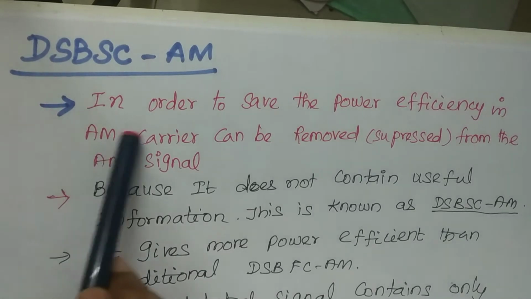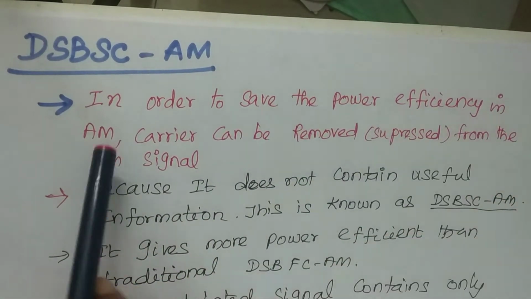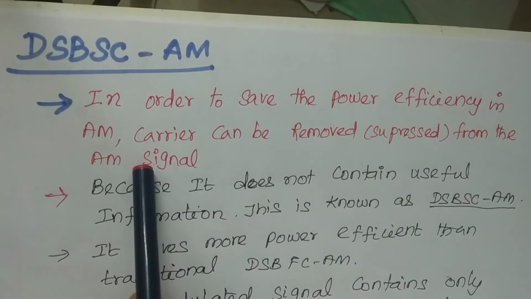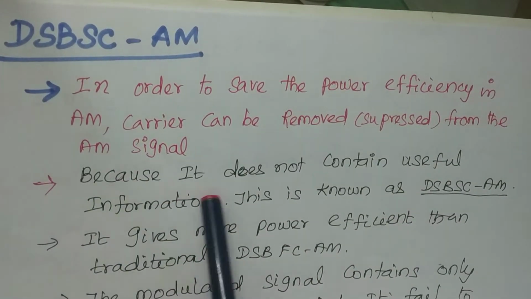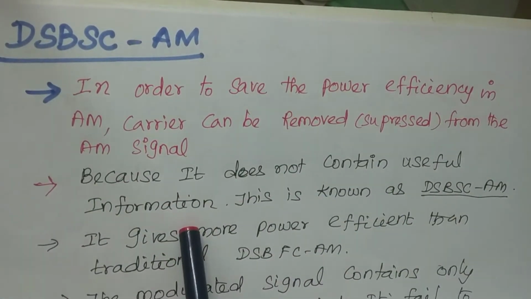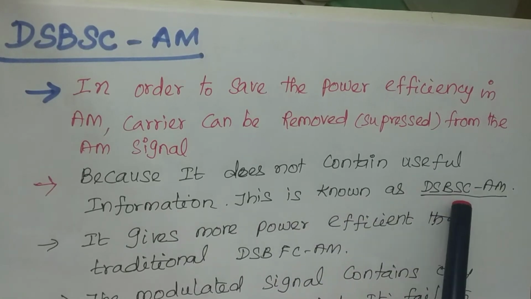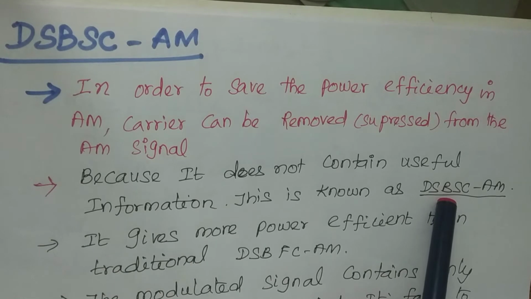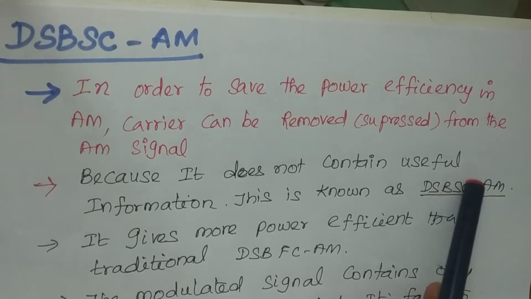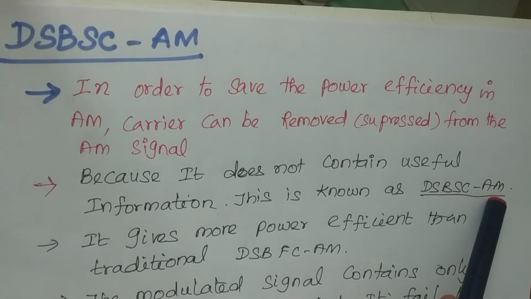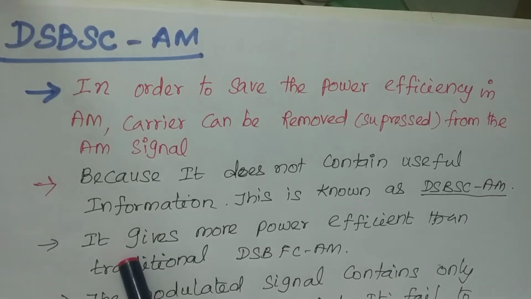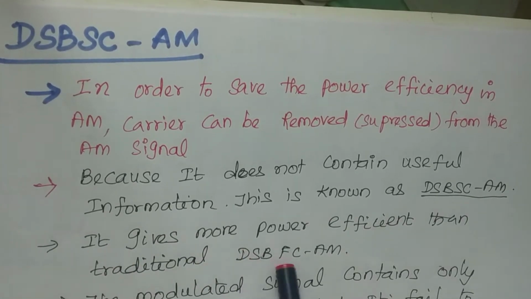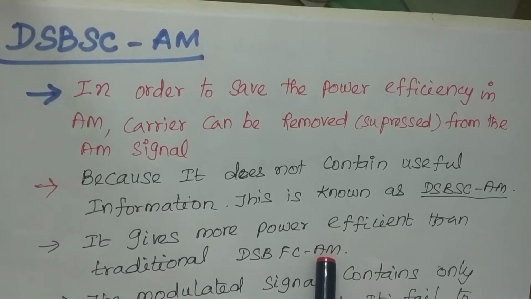So in order to improve the power efficiency in amplitude modulation, the carrier can be removed from the AM signal because it doesn't contain any useful information. This is known as double sideband suppressed carrier AM. From the name itself we can easily understand we are going to suppress the carrier in amplitude modulation. It is more power efficient than the traditional double sideband full carrier amplitude modulation.